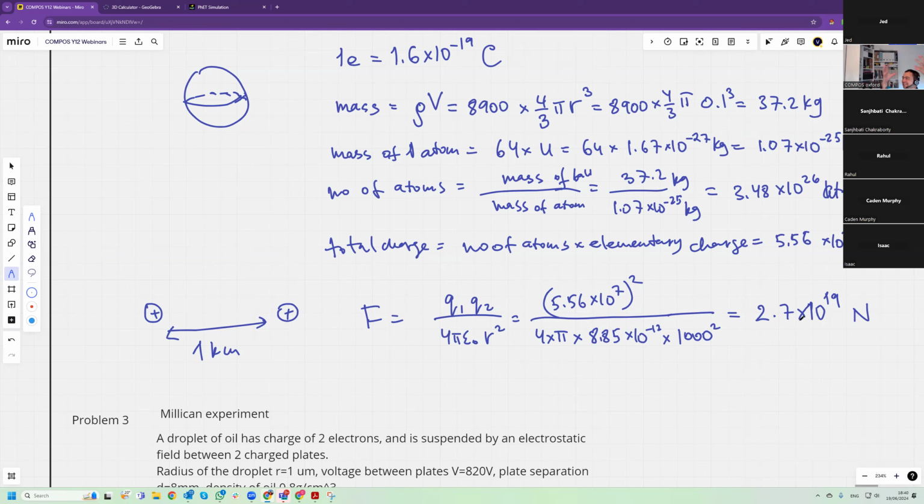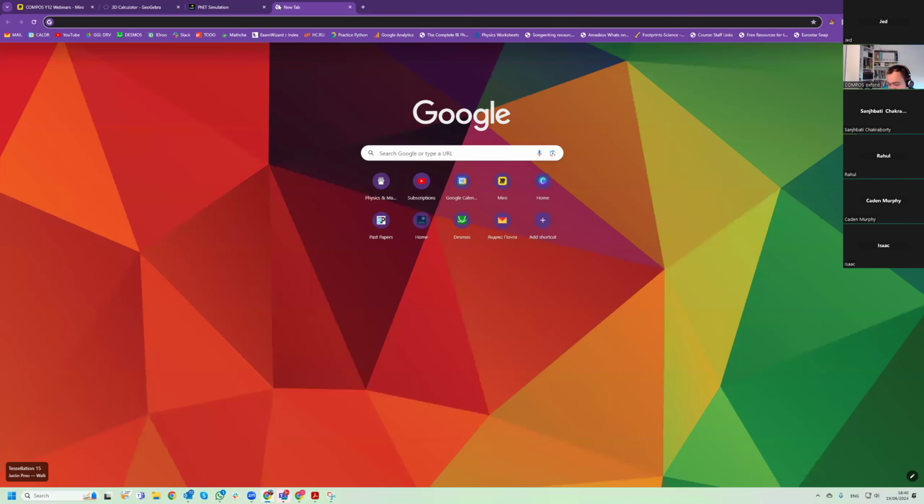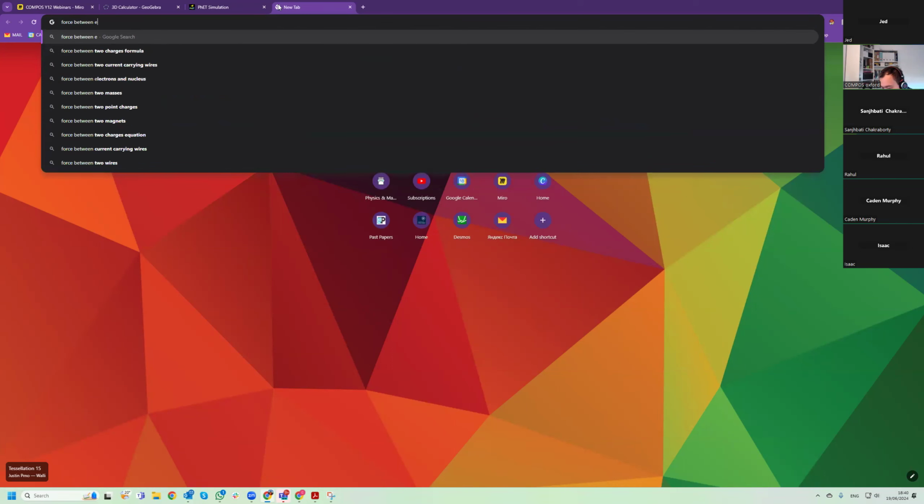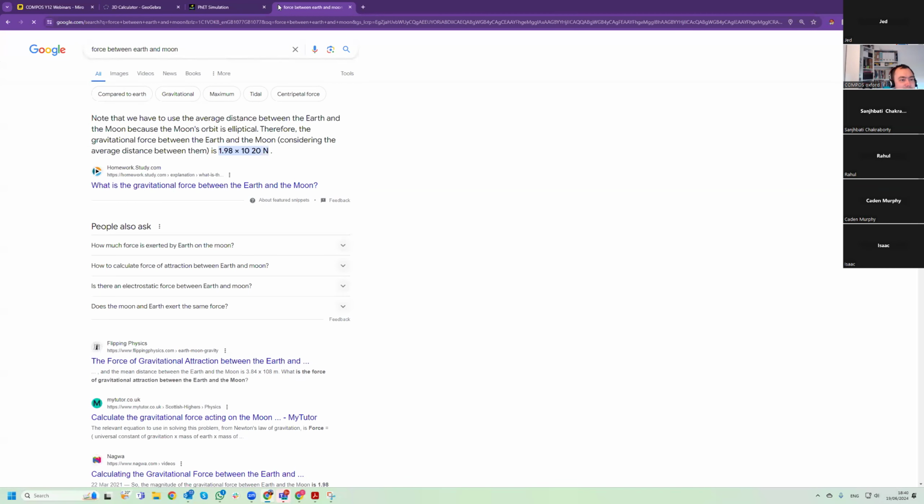Imagine two 10-centimeter copper balls placed 1 kilometer apart. They would be attracted, or repel, with a force of 2.7 times 10 to the 19 newtons. I wonder what the force between the Earth and the Moon is. It's 2 times 10 to the 20 newtons.